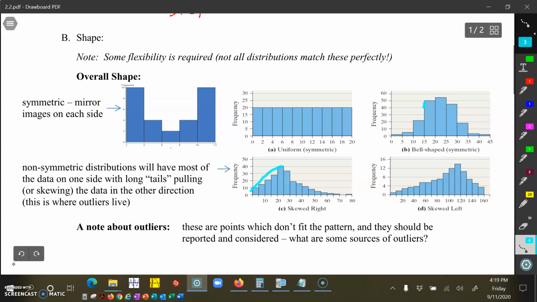Non-symmetric curves, we already know, are going to be called skewed right, if it's kind of distorted on the right-hand side, and skewed left, if it's distorted on the left-hand side.